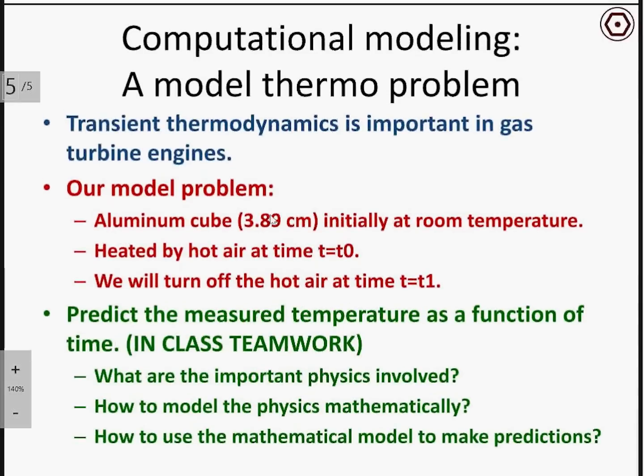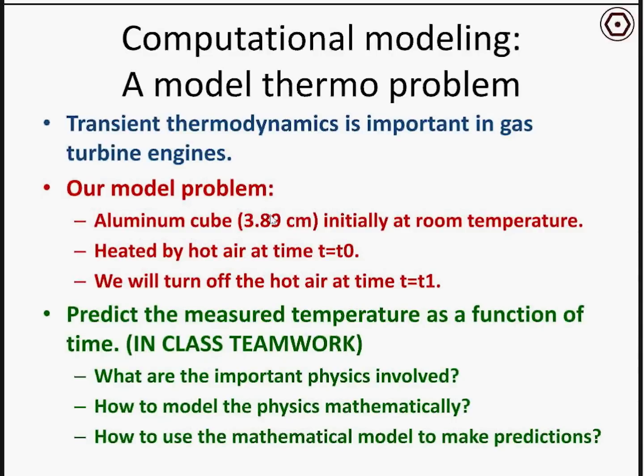Let's take a look at an example of computational modeling. The model is a thermal problem. This is a transient thermodynamics problem. Problems like this are important in gas turbine engines when you have something spinning up. The different parts are going to heat up at different rates and expand at different rates. During the entire process of different parts expanding at different rates, you want to make sure nothing is going to hit another part, right?